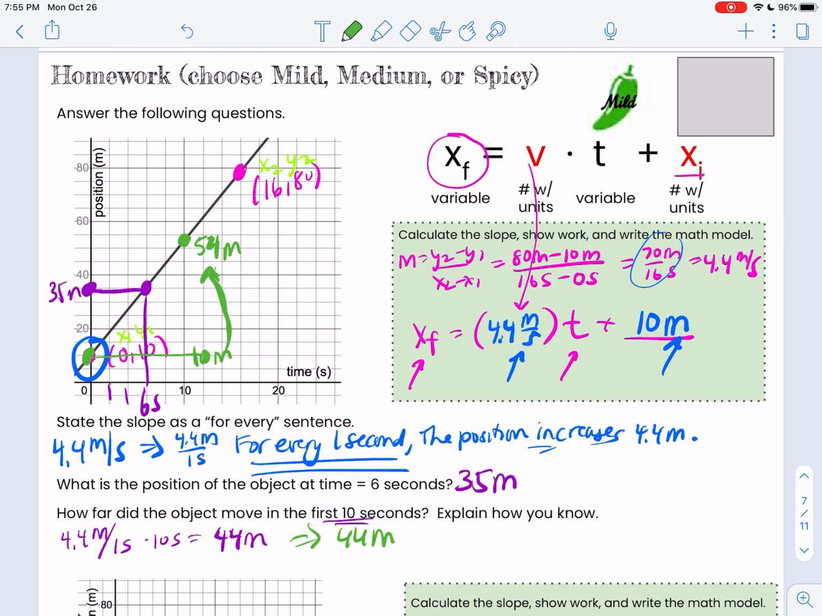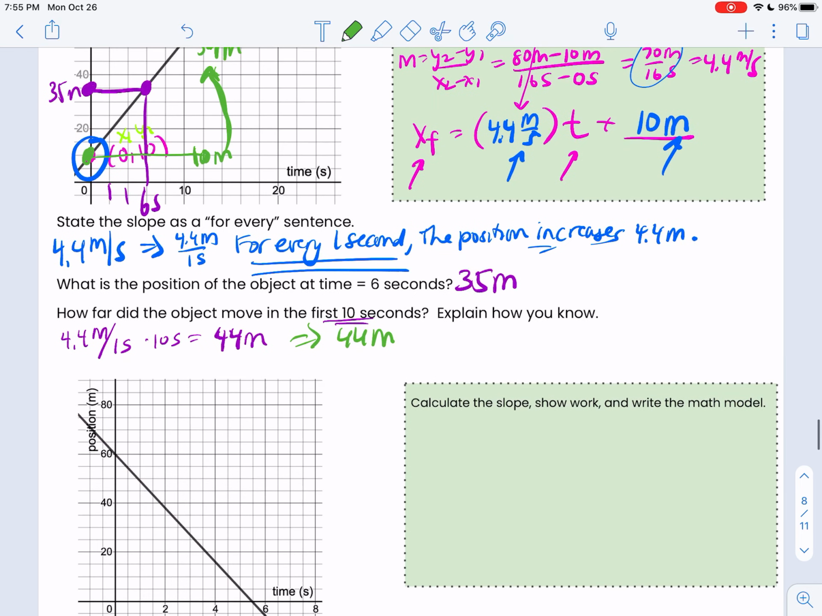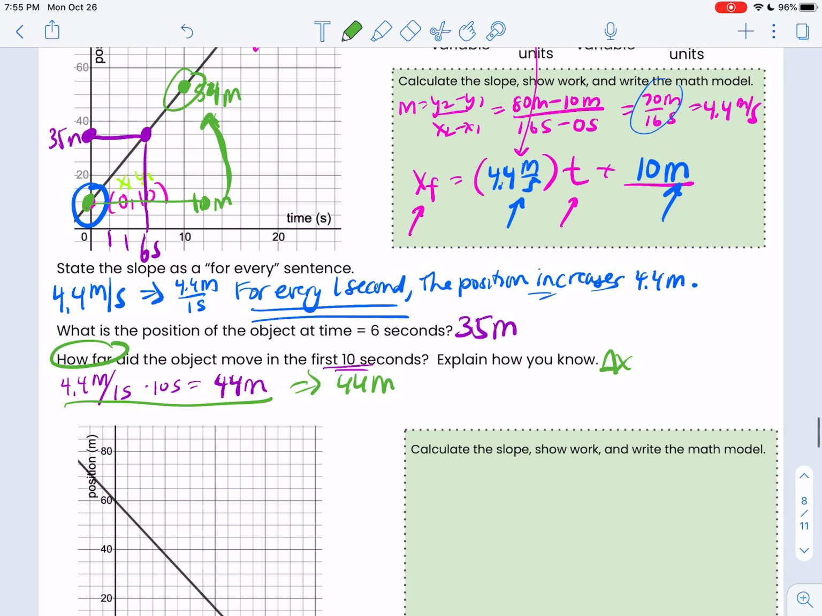So you can either look at the graph, or you can calculate how far it went. Notice this says how far. That's the displacement. That's not the position. The position is 54, right? The position I just read off of here.